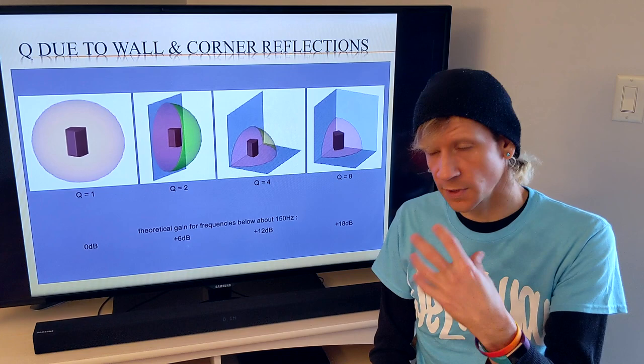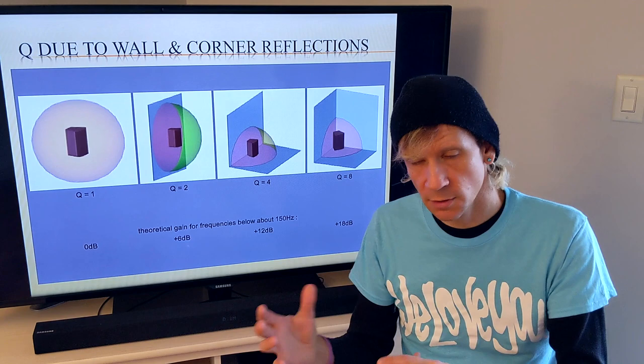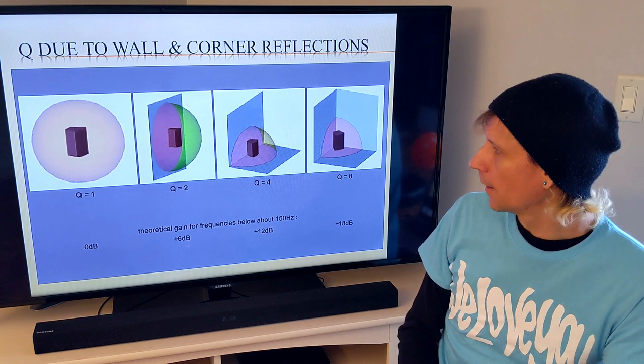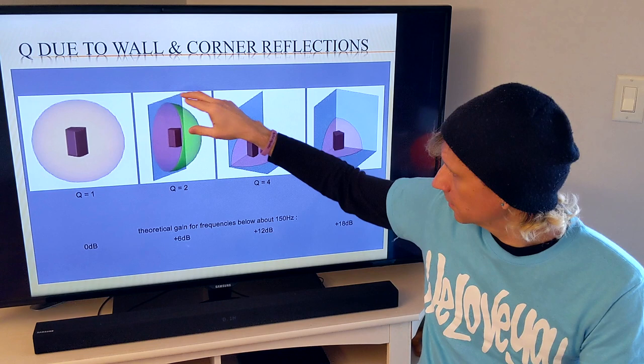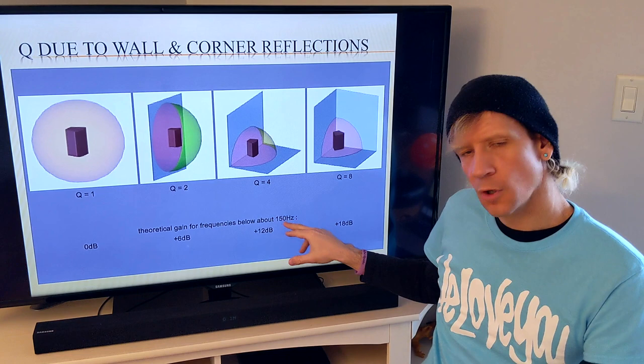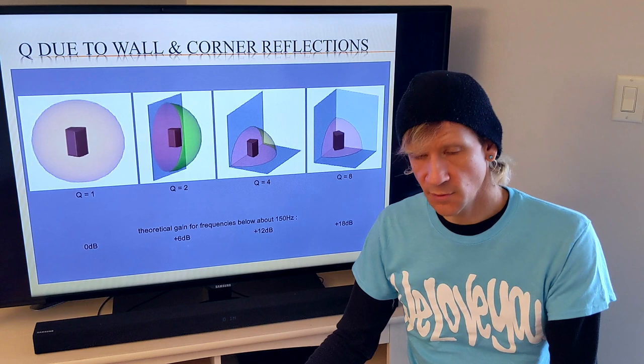All the energy would be released, particularly low frequency wise, hemispherically, spherically, and that would look like this. A Q of two is a hemidisc, and we get a gain of about 6 decibels for anything below about 150 hertz when we're on one single surface, say in the middle of a room.